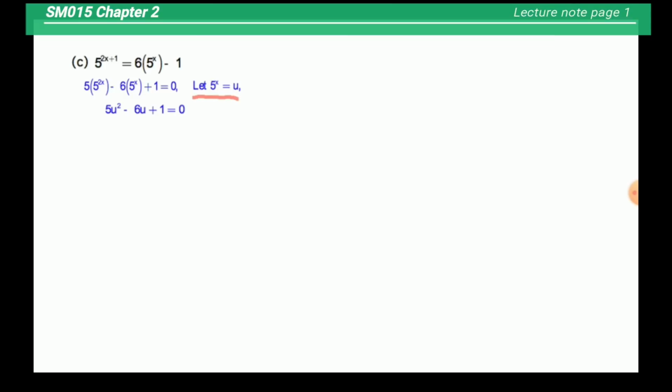Then it becomes 5u squared minus 6u plus 1 equal to 0. And then we can factorize the equation to solve for u. (5u minus 1)(u minus 1) equal to 0. And then u will become equal to 1 over 5 and u equal to 1.